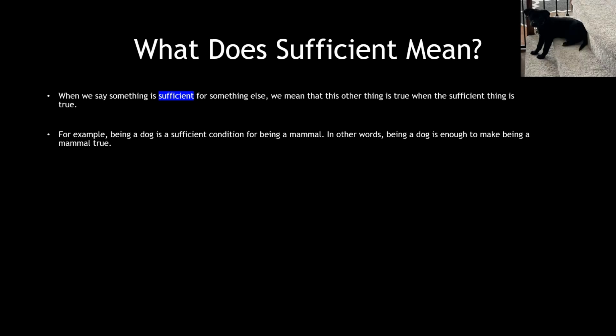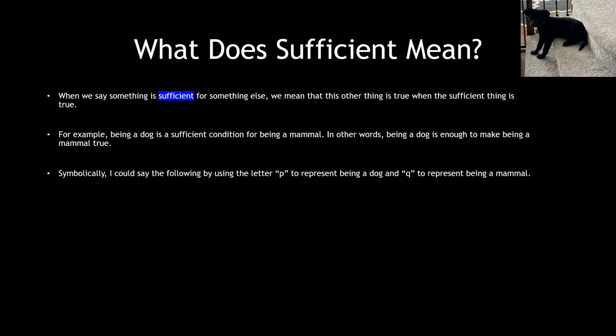Moving on, let's now discuss what sufficient means. When we say something is sufficient for something else, we mean that this other thing is true when the sufficient thing is true. For example, being a dog is a sufficient condition for being a mammal. In other words, being a dog is enough to make being a mammal true. Symbolically, I could say the following by using the letter P to represent being a dog and Q to represent being a mammal. If P is true, then Q is true.